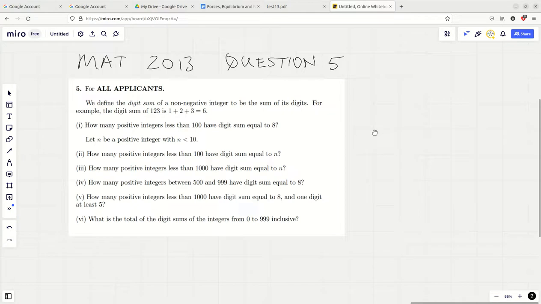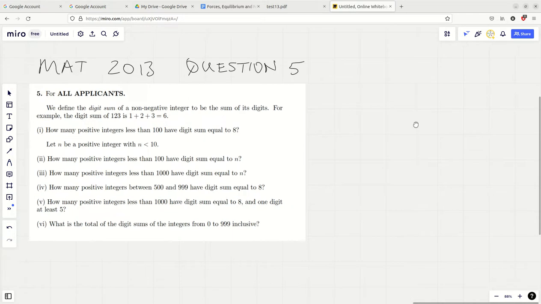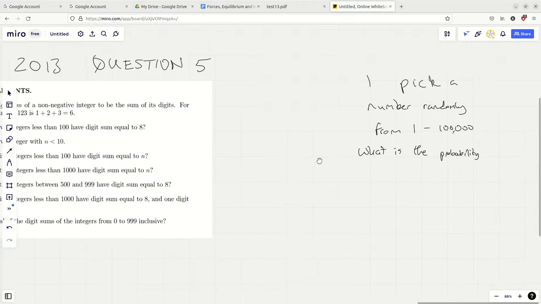One thing I do want to say just before I start is that this reminded me a little bit of the approach you want to take in these kinds of questions. It reminded me of this one, where you say, okay, I pick a number randomly from 1 to 100,000. What is the probability that my number doesn't contain the digit 2? Now, I know this looks nothing like the question to the left, but I think the approach is going to be quite similar if you want to do it in an easy way.